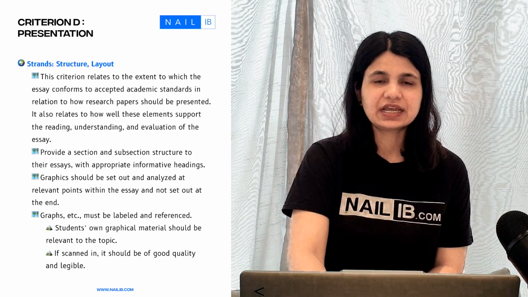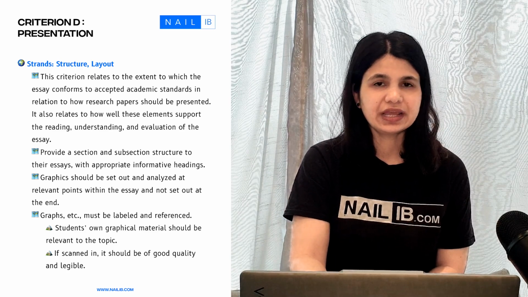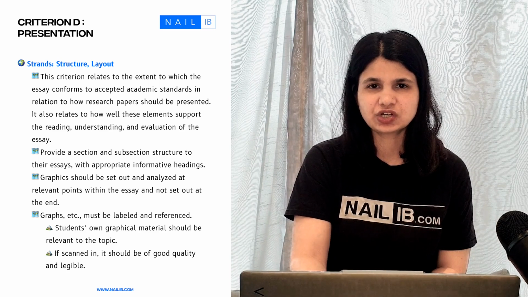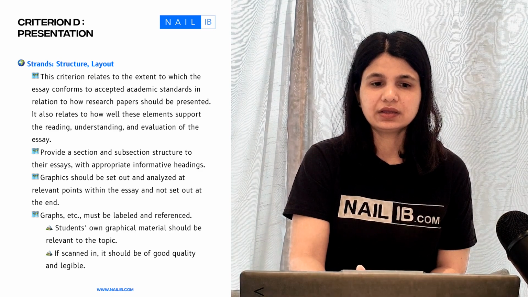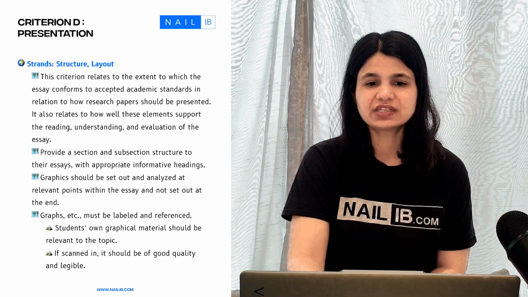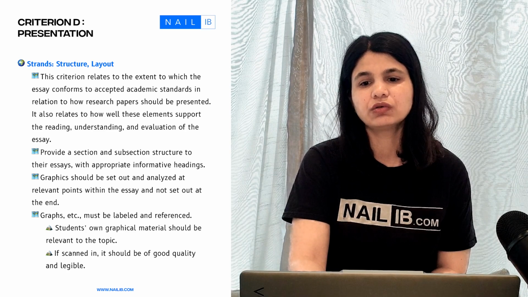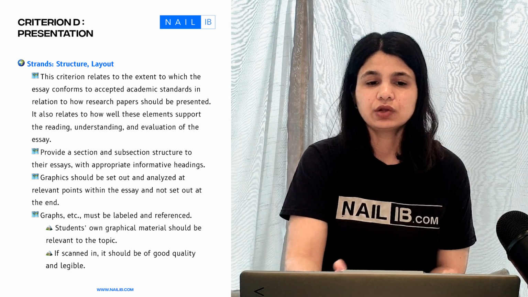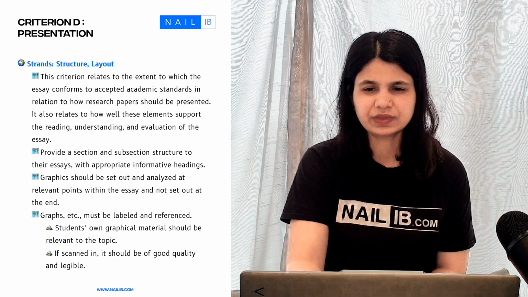The fourth criteria is the presentation of your essay. It looks at the structure and the layout. So follow the basic structure that I gave you in the last video. It relates to the extent to which the essay conforms to the accepted academic standards in relation to how research papers should be presented. It also relates to how well these elements support the reading understanding of the reader themselves.